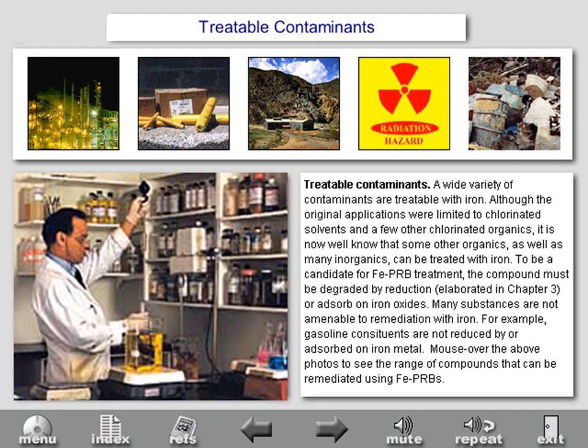The use of iron as a reducing agent for environmental contaminants was discovered and tested using chlorinated solvents. Since then, it has been shown that iron metal can degrade a variety of other contaminants. The list of treatable contaminants now includes many toxic metals, some inorganic contaminants like nitrate, explosives like TNT, and of course a wide range of chlorinated solvents.